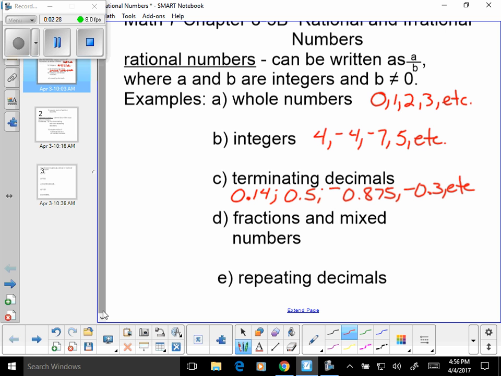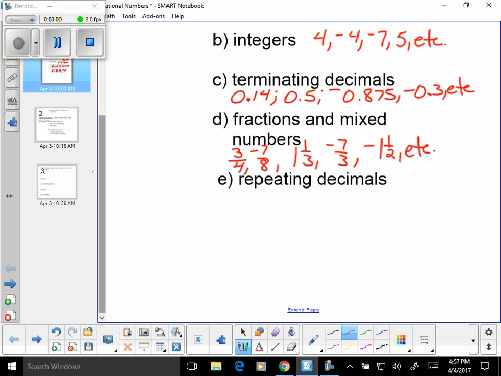Another example of rational numbers are going to be our fractions and mixed numbers. So some examples here would be 3/4, -7/8, 1 1/3, that's a mixed number, -7/3, so notice that you can have improper fractions, -1 1/2, and I think you get the idea.